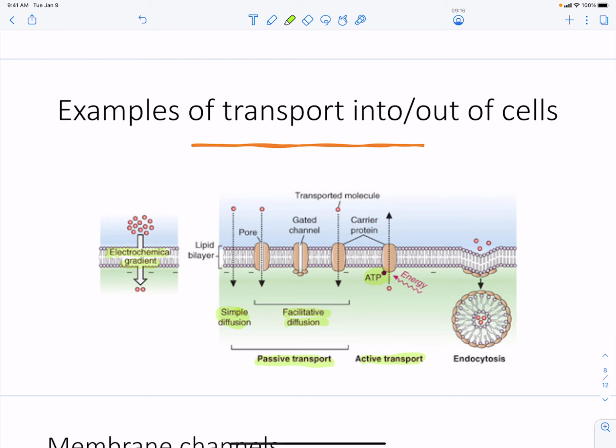Now another way to transport, of course, is through endocytosis that we just talked about. You can just take things up, but everything you take up initially goes into an endosomal compartment. And so if you really do need that, you have to get it out of the endosomal compartment in some way.